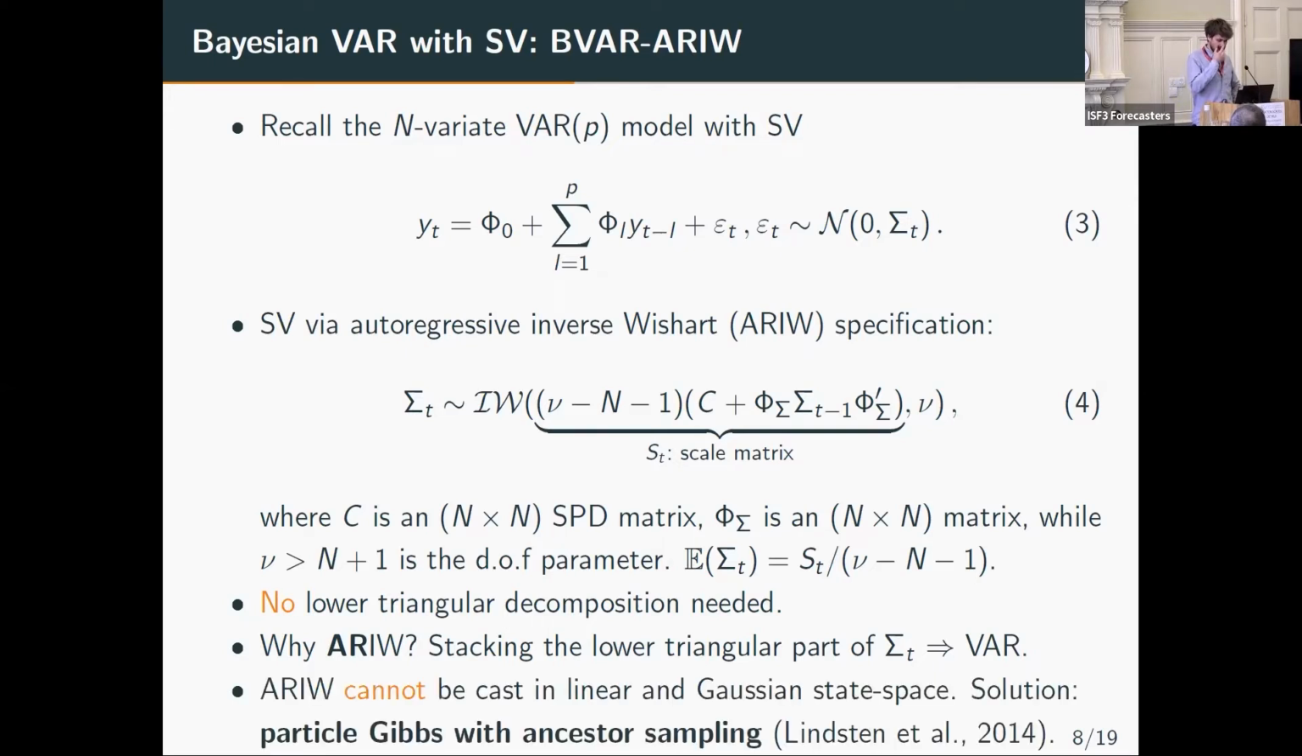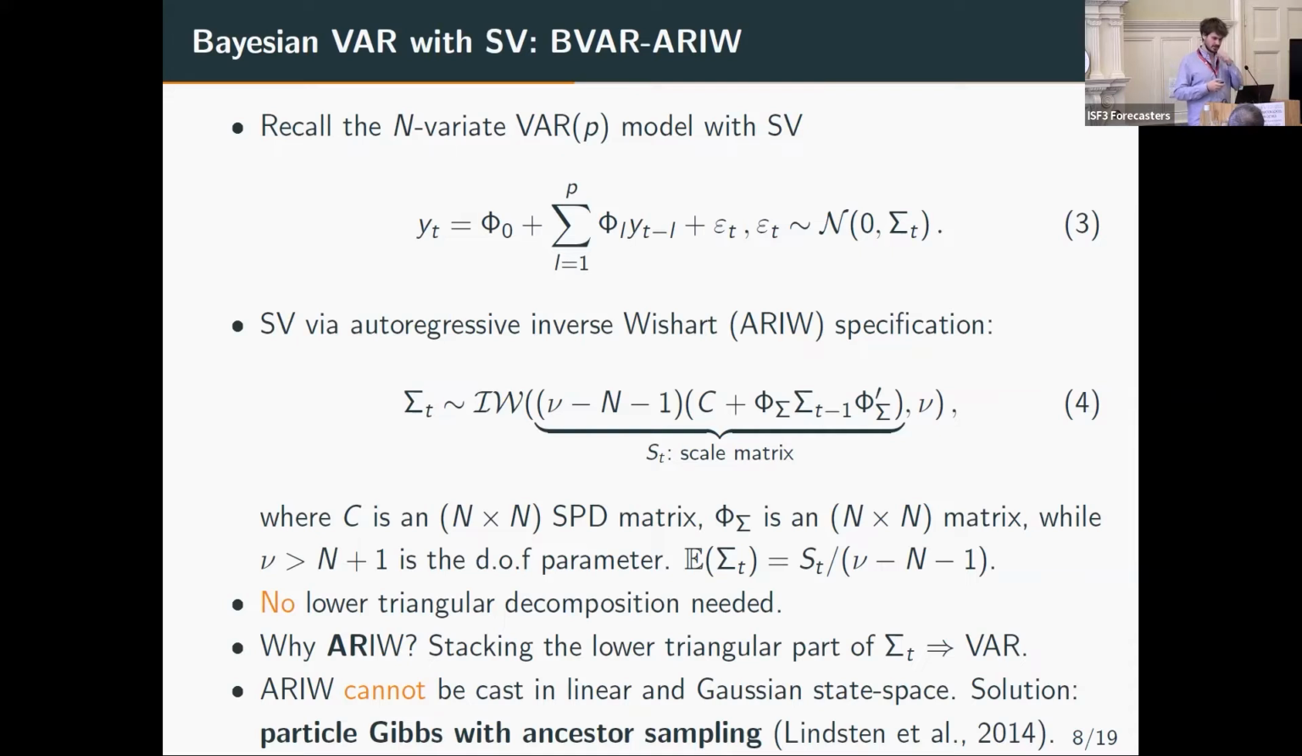Now the issue here is this cannot be cast in a linear Gaussian state space, so we have to estimate it with a particle Gibbs with ancestor sampling, which we also want to emphasize. We think that it hasn't been used much, and the more complicated models get, the more you will need this technology, and we'll make some Julia code available to estimate this in reasonable time. Greg, how am I doing on time? Okay, great. So these are the two models: the standard Primiceri decomposition, and then this inverse Wishart.